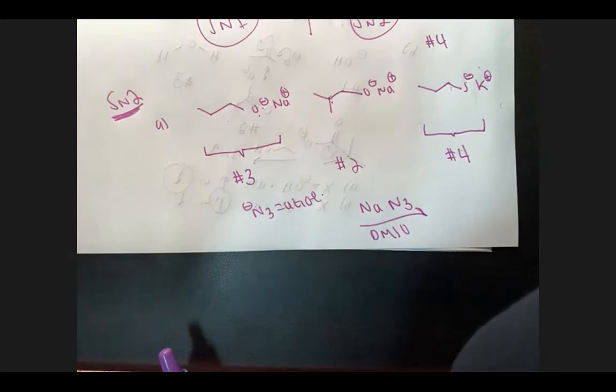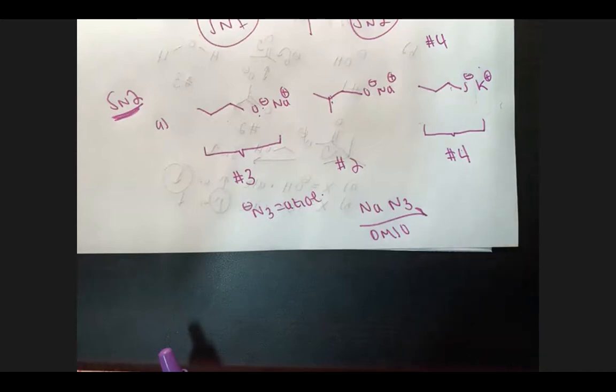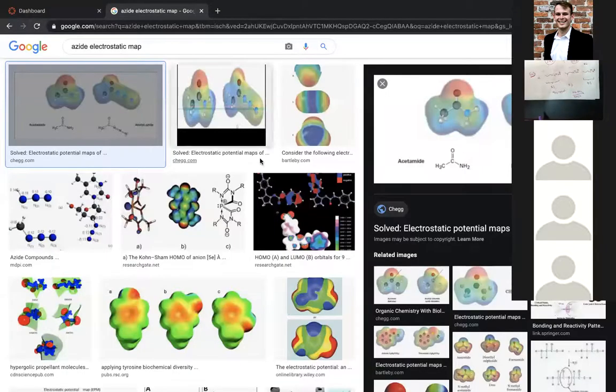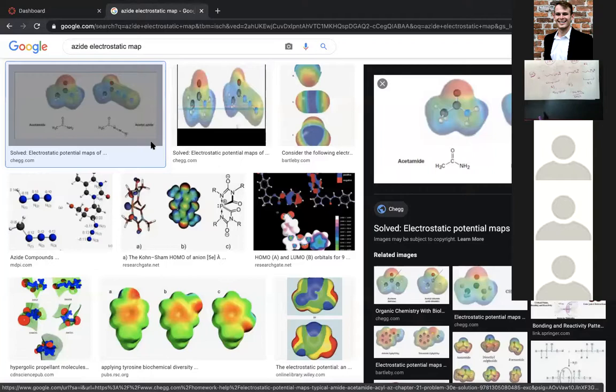Okay, so let's look at this structure. I'm going to share my screen. This is important to note. Let's see, how do I share? Sorry, here. So I literally just Google searched azide, an electrostatic map.